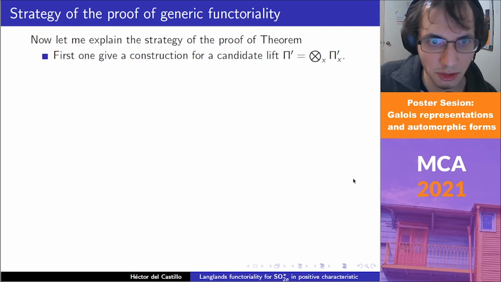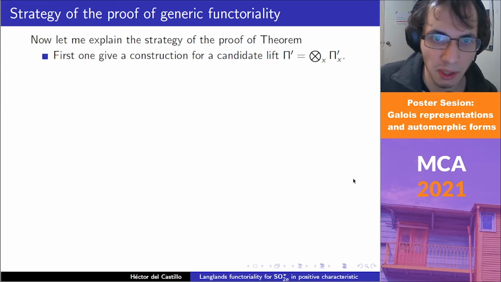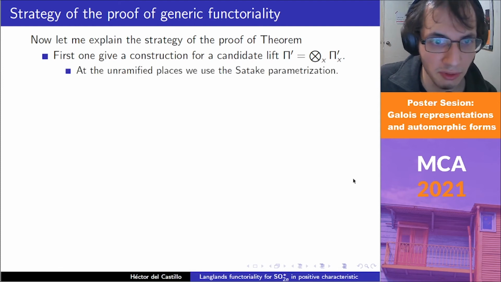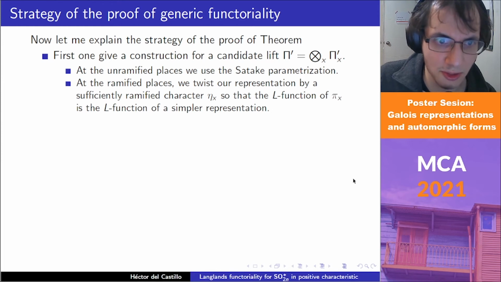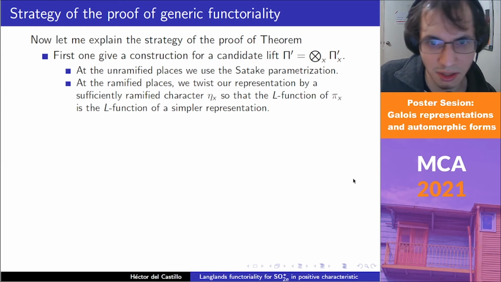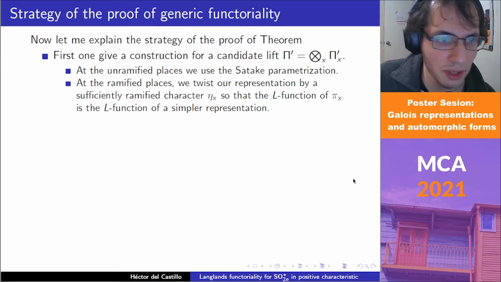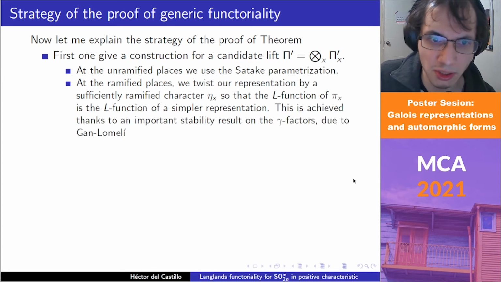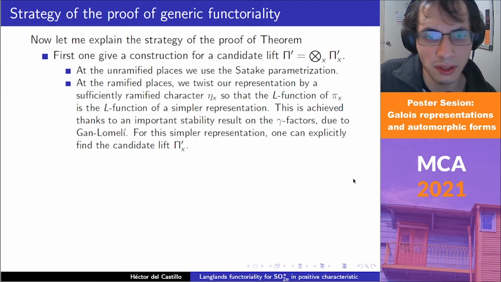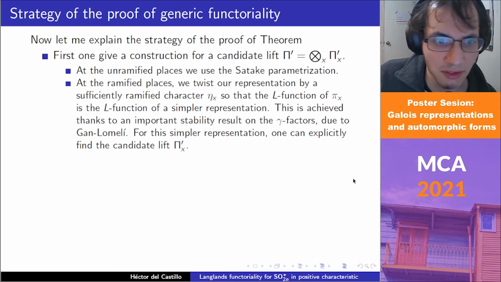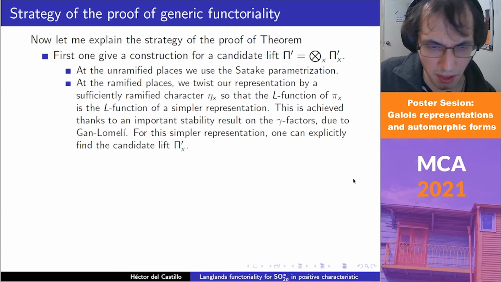Now let me explain the strategy of the proof of the theorem. First, one gives a construction of a candidate Π'. At the unramified places, we use a Satake parametrization. At the ramified places, we twist our representation by a sufficiently ramified character η_x so that the L function of π_x is the L function of a simple representation. This is achieved thanks to an important stability result on the gamma factors due to Gan-Lomelí. Now, for this simple representation, one can explicitly find the candidate Π'_x.